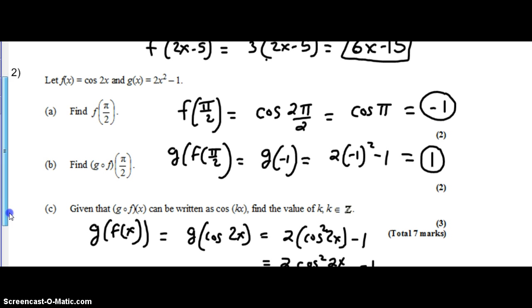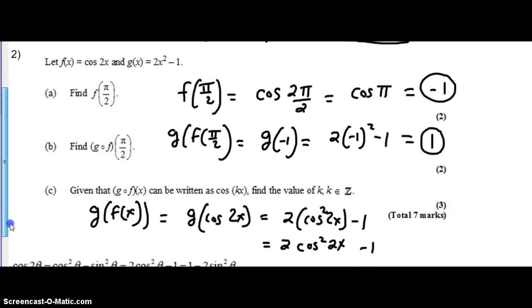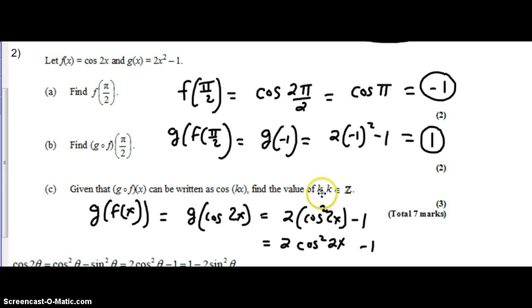For part C, they're giving us g of f of x, and they're saying that can be written as cosine kx. They want you to find the value of k, and that k is an integer. Okay. So first we want to find g of f of x, and that could be found by plugging in f of x inside of g. So that is 2 times cosine squared of 2x minus 1.